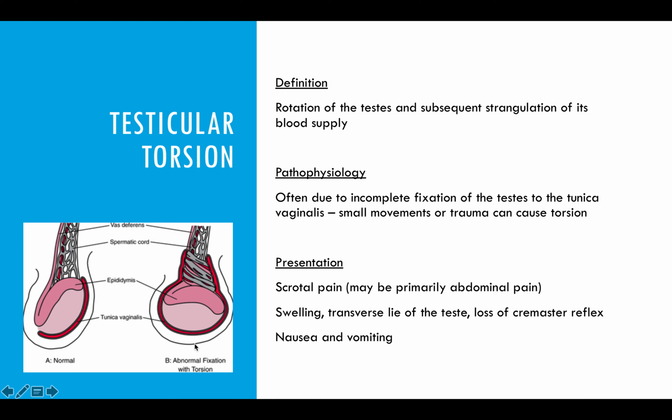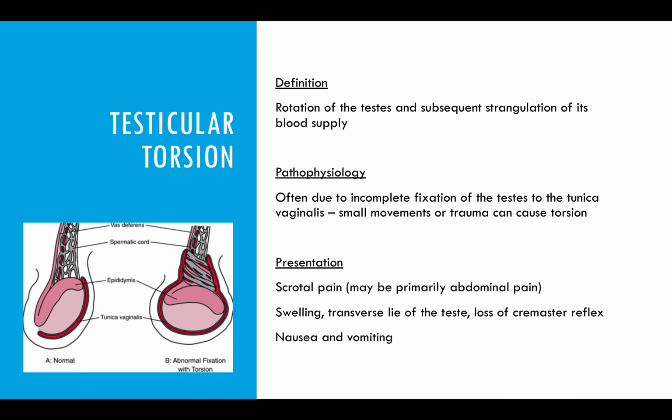And they might have a loss of the cremaster reflex. So essentially the cremaster reflex is if there's sort of a light sensation to the upper thigh of this patient, the testes should sort of pull up themselves. If that doesn't happen, then that's a concerning feature. And they may also have nausea and vomiting. Biggest thing with these patients is they need rapid transport to hospital, pain relief and rapid transport.